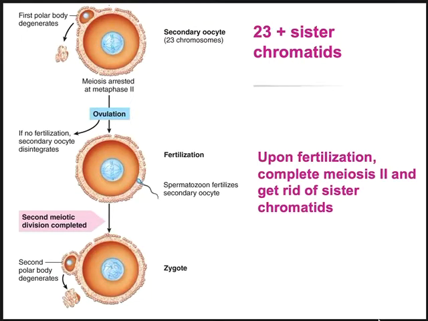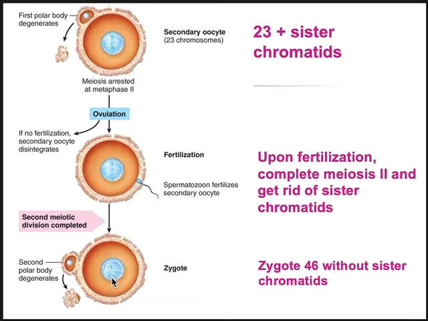Then after ovulation, you're still arrested at metaphase 2. It's only if fertilization happens that the oocyte completes meiosis and gets rid of those sister chromatids. If you do have fertilization, you complete the meiotic division, you make that second polar body. It degenerates. Why? Because you needed to get rid of those sister chromatids. Okay? So I know it's weird.